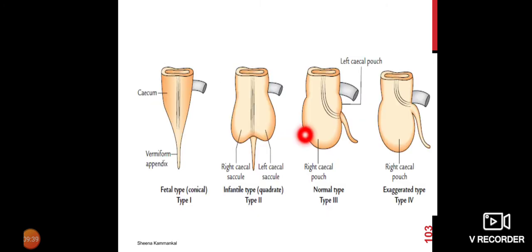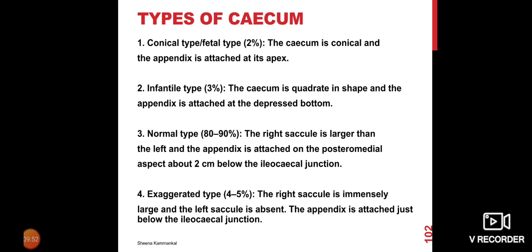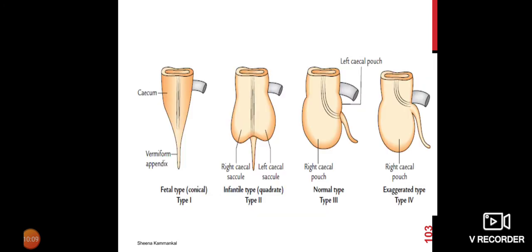The second one, infantile type. See, the cecum is quadrate in shape. In the middle of the cecum, the appendix is attached. This is the infantile type. Next is the normal type. The normal type is present in 80 to 90% of people, in which the right saccule is larger than the left, and the appendix is attached to the posteromedial aspect about 2 cm below the ileocecal junction.